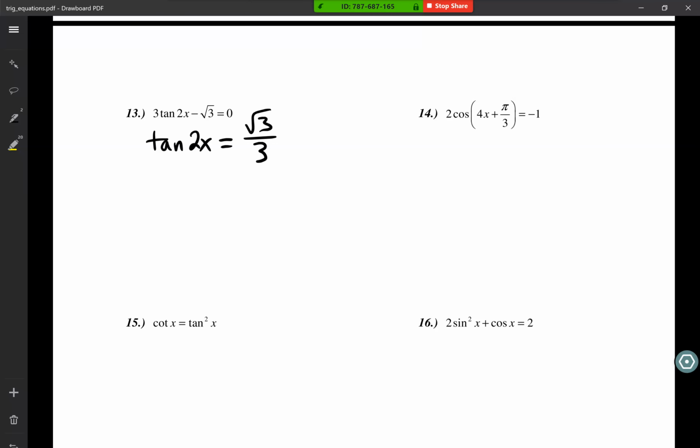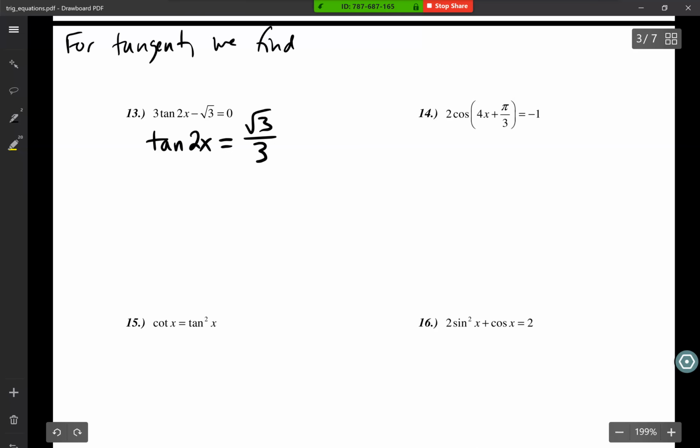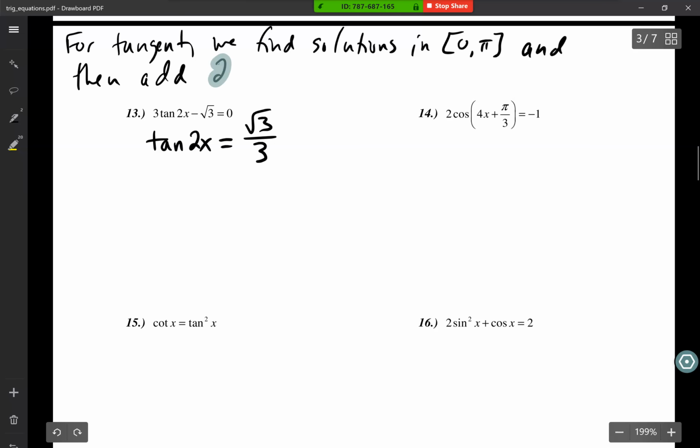So we have to figure out, tangent's a little bit nicer, at least from my perspective, than the sine and the cosine ones because tangent just has a period of pi. So for tangent, we find the solutions in 0 to pi rather than 0 to 2 pi, and then add multiples of pi to it rather than multiples of 2 pi. Because remember, the period for tangent is pi rather than 2 pi.